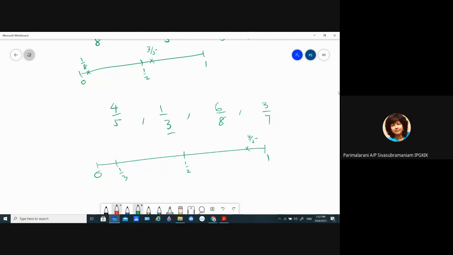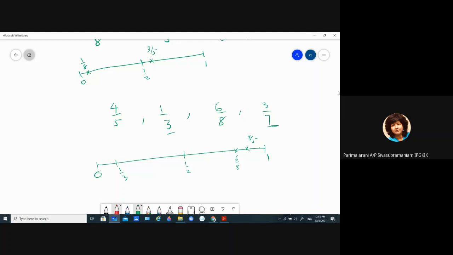6/8 is definitely more than half. But where is it here? Is it after 4/5 or is it before 4/5? Is it greater than 4/5 or less than 4/5? Less than. Why less than? Okay, I think it's because it's 2 parts away from 1, and this is 1 part away from 1.